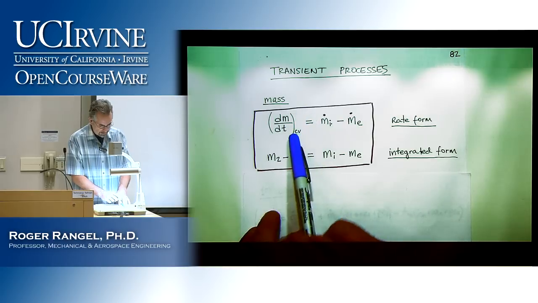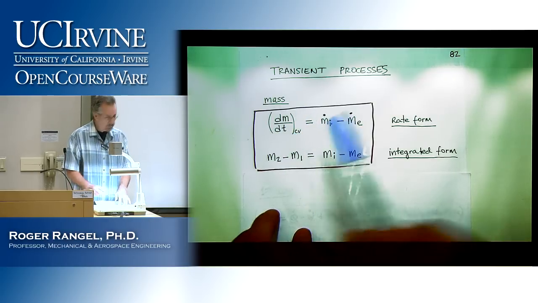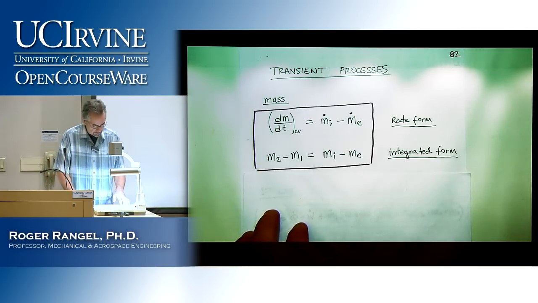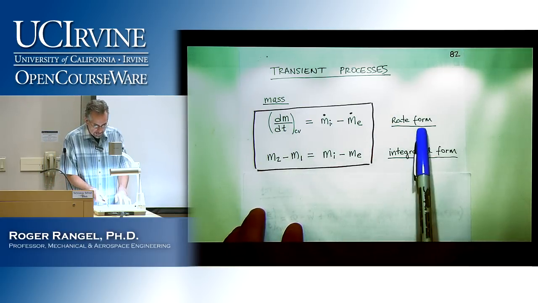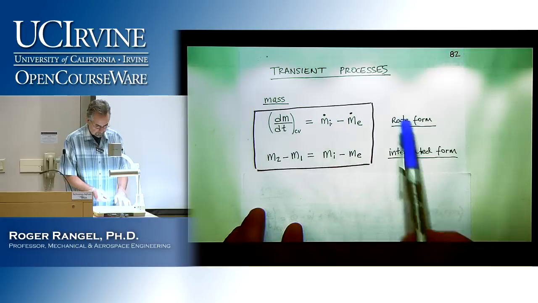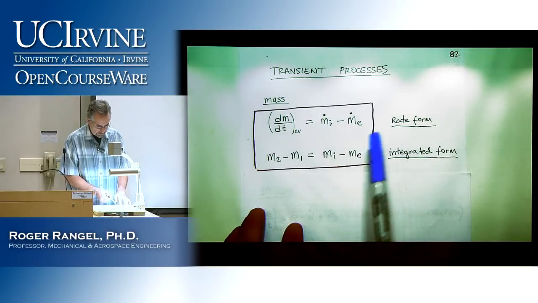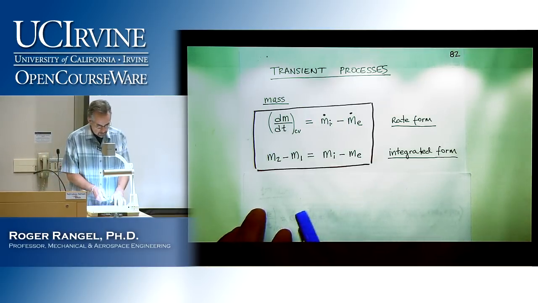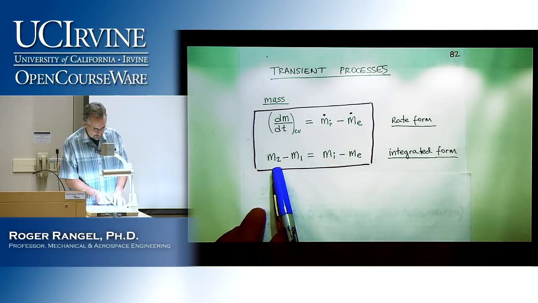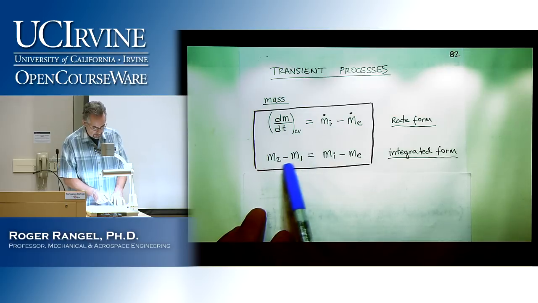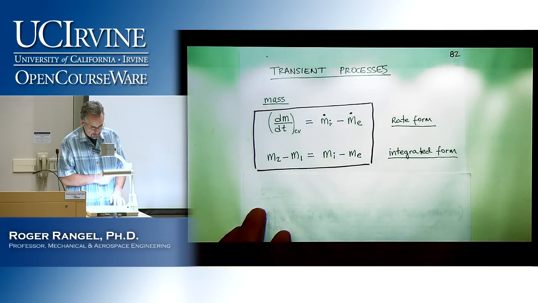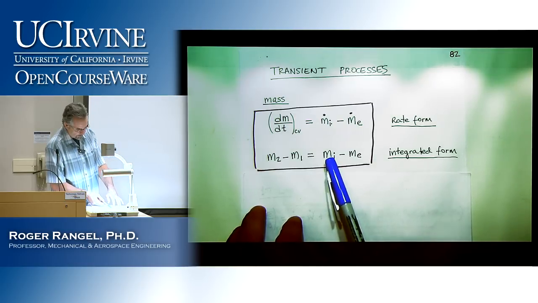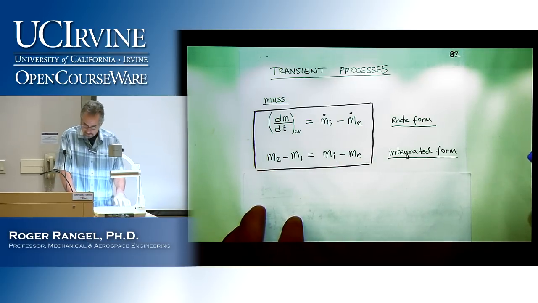The rate of variation of mass inside the control volume is equal to the rate at which mass is being added minus the rate at which mass is being subtracted. This is the so-called rate form of the equation. Another form is to write it in reference to the initial and final states. If I call the initial state 1 and the final state 2, then the difference in the amount of mass between final state and initial state must be equal to the difference between the amount of mass that was added and the amount of mass that was subtracted.